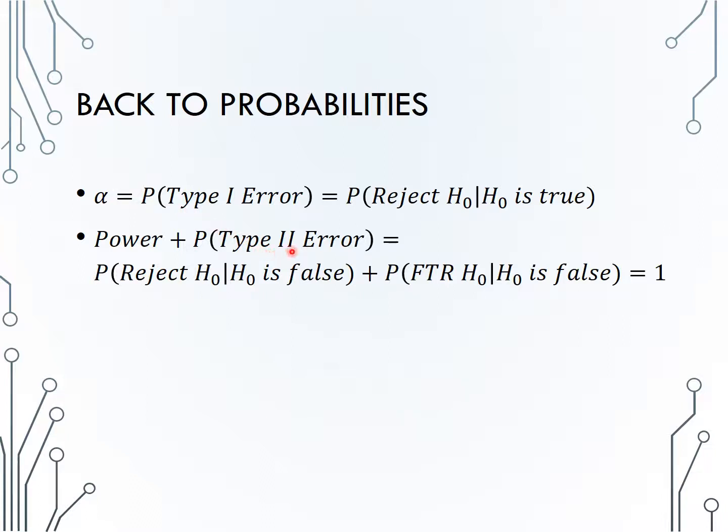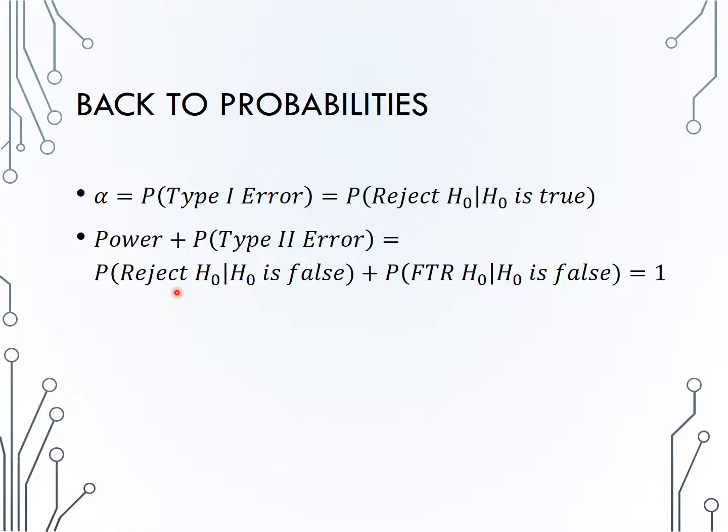The probability of a type 2 error is the probability of failing to reject the null when the null is false. Notice that both power and the probability of a type 2 error are conditional on the same event, conditional on the null hypothesis being false. And then they are the two options, the two decisions we could make in that situation.